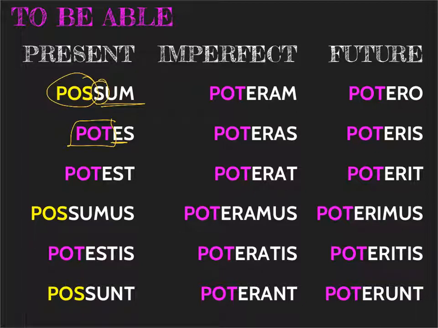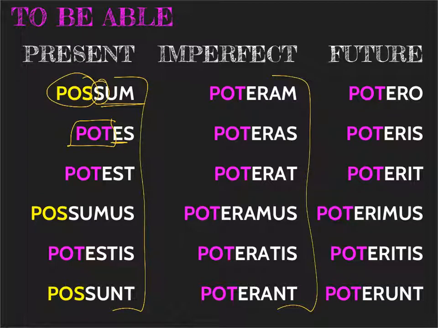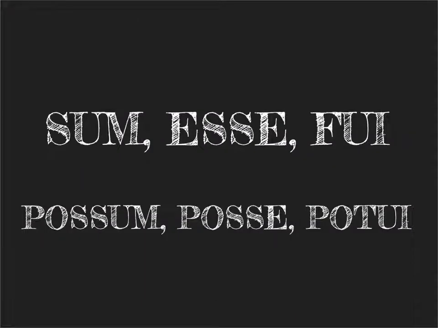So instead of feeling as though you need to memorize 18 new verbs, you need to memorize two rules. Add pos if the form of to be begins with S, and add pot if the form of the verb begins with E for the present, imperfect, and future tenses.